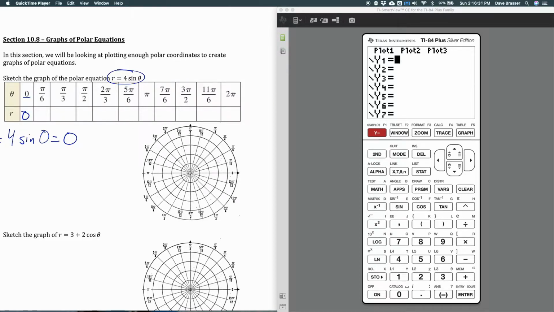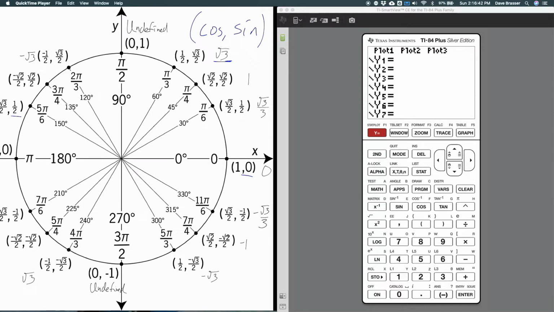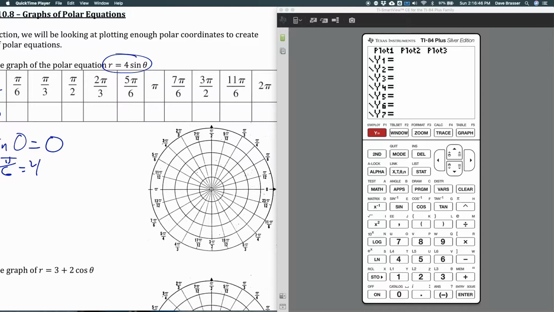Plugging in pi over 6, we got r equals 4 times the sine of pi over 6. Again, going to the unit circle, we look at pi over 6, we see the sine as 1/2, so we end up with 4 times a half, which is 2.